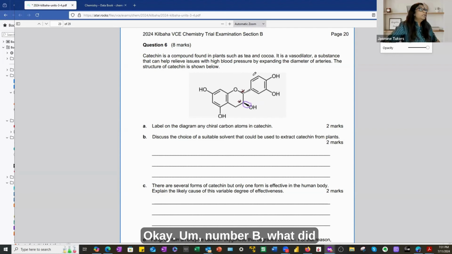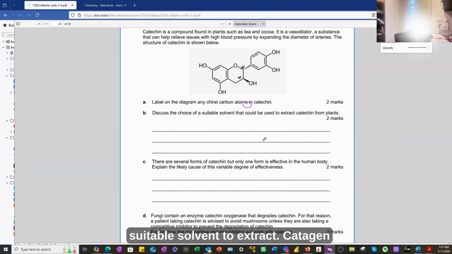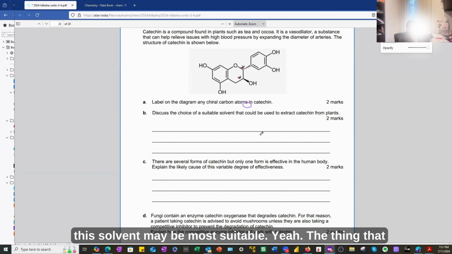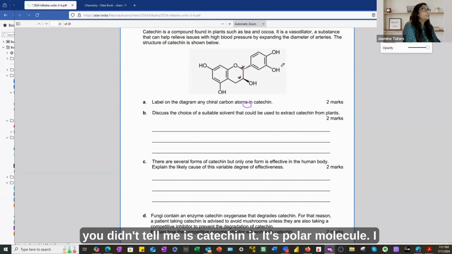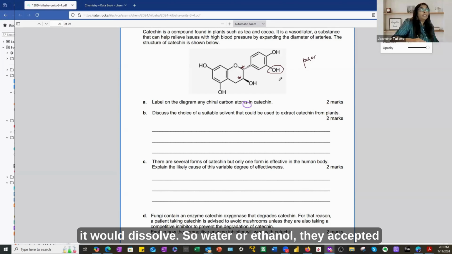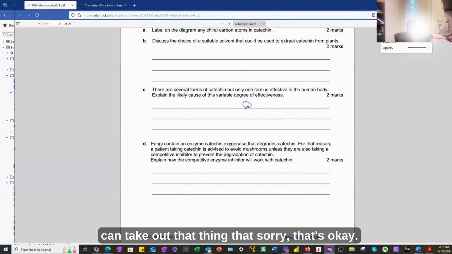Okay, number B, nice. What did you put? I said a suitable solvent to extract catechin might be ethanol. Ethanol is polar due to the alcohol groups present, as is catechin, which contains many OH groups. As like dissolves like, this solvent may be most suitable. The thing you didn't tell me is that catechin is a polar molecule. I said that. Oh, you said that. Okay, so if it's a polar molecule, it would dissolve. So water or ethanol, they accepted both. Good.